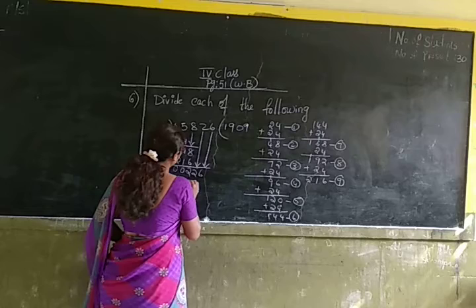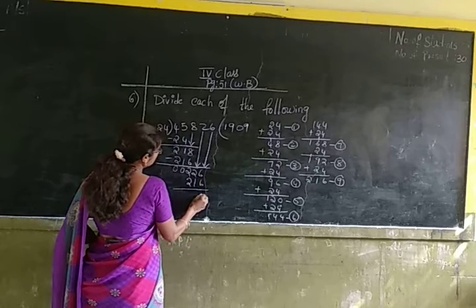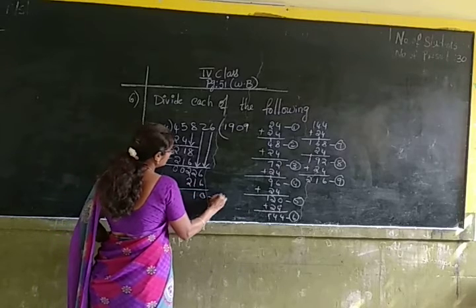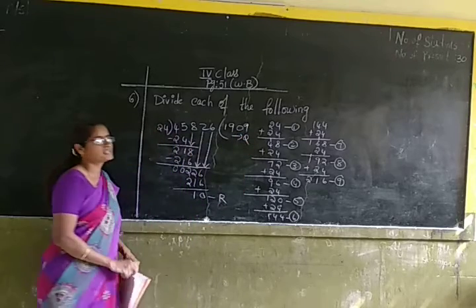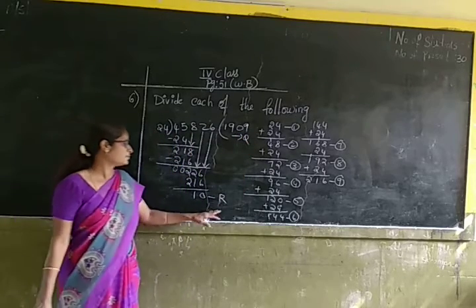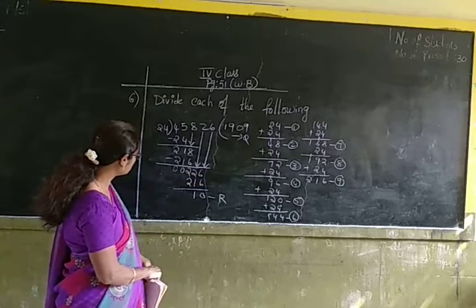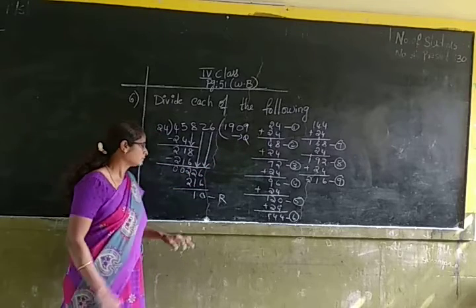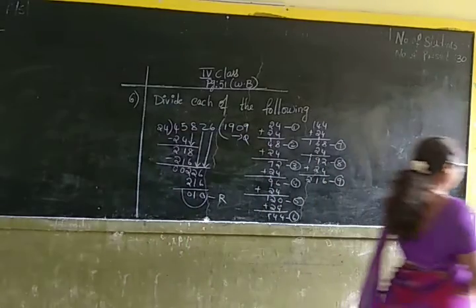So 216. 6 minus 6 is 0. 2 minus 1 is 1. Here the remainder is 10 and the quotient is 1909. Okay children. Now let us do the B sum.